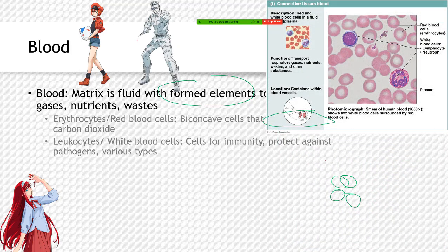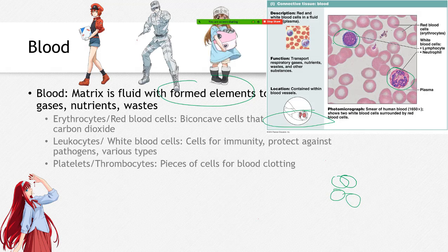And then we have these other cells. They all have their different names. We'll learn them later on, but these are called leukocytes in general, the white blood cells, and they're for our immunity. These fragmented cells are called platelets, also known as thrombocytes. I don't like the word thrombocyte as much because these are not actual cells anymore. They're pieces of cells.